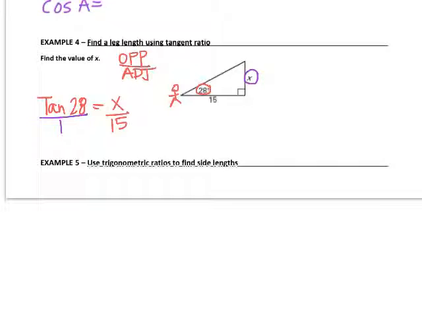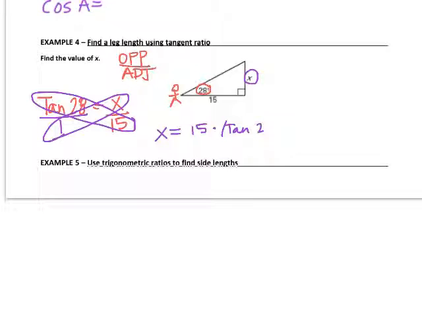Now we are going to cross multiply. That's what we do with proportions. X times 1 is just x, and then 15 times the tangent of 28. So here's how we write that: 15 times the tangent of 28.